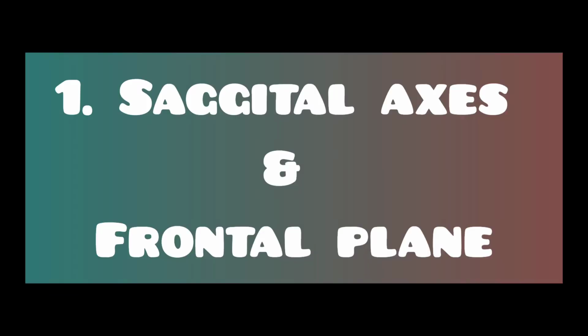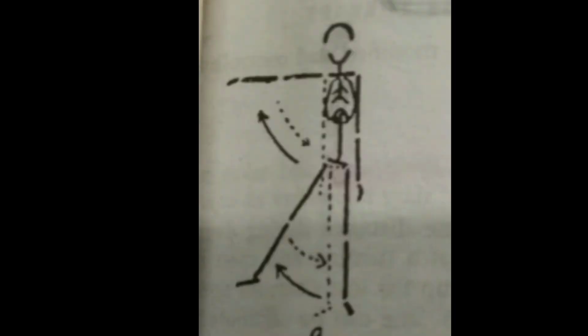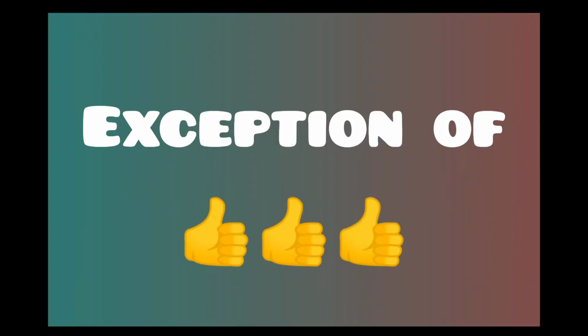Number 1, sagittal axis and the frontal plane. Movements of abduction and adduction and side flexion are said to take place about a sagittal axis and in a frontal plane, with the exception of the thumb that we will discuss in a later section.